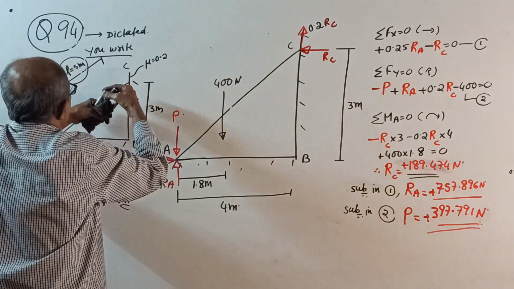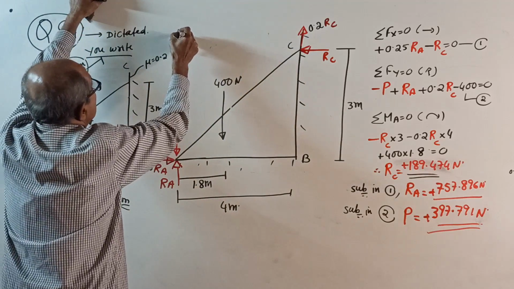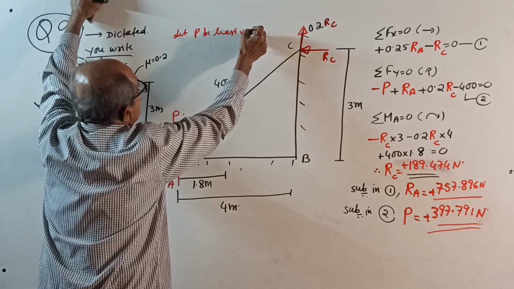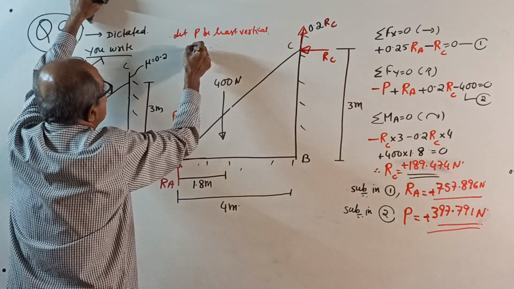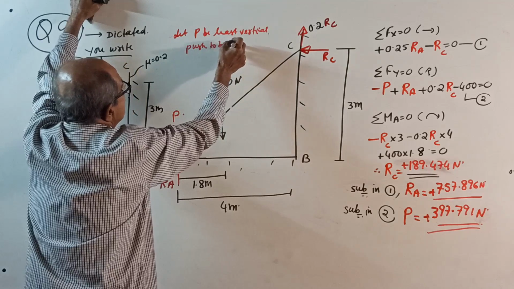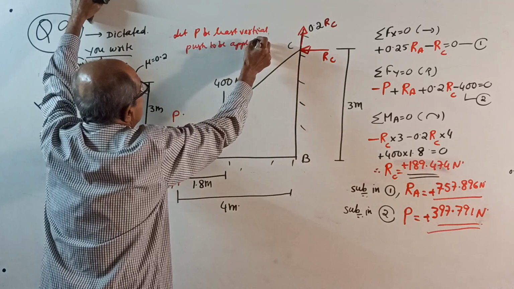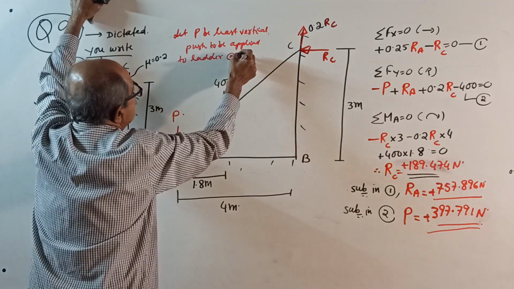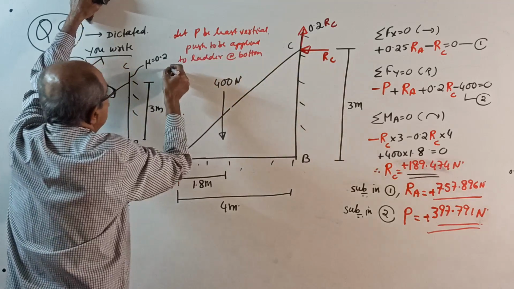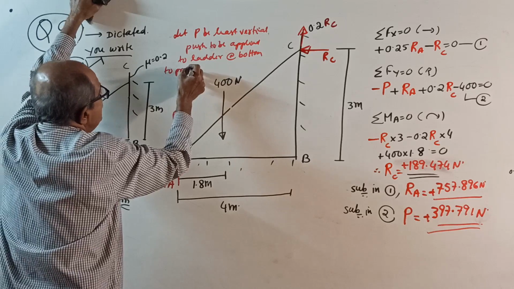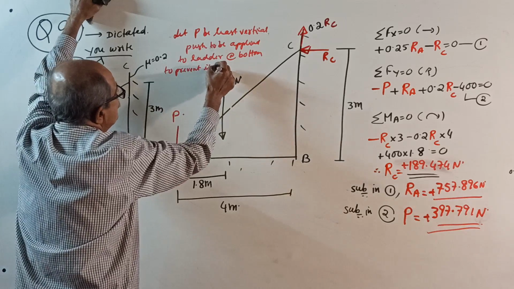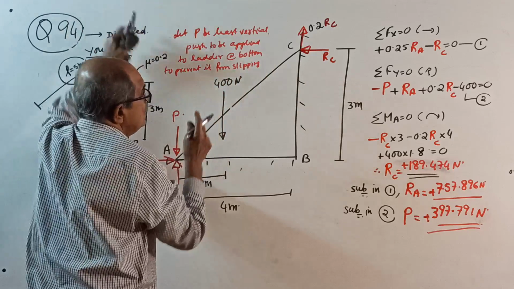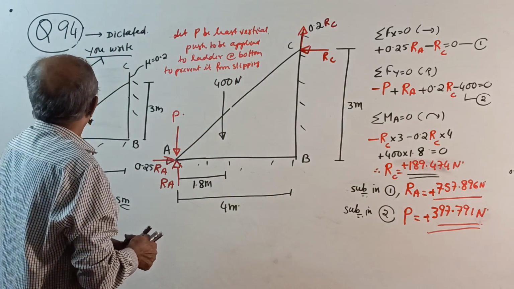First, in red color, the unknown. Let P be the least vertical push to be applied to the ladder at the bottom to prevent it from slipping. Least means on the verge of slipping, so limiting friction will come. Okay, now first you write some preliminary part.